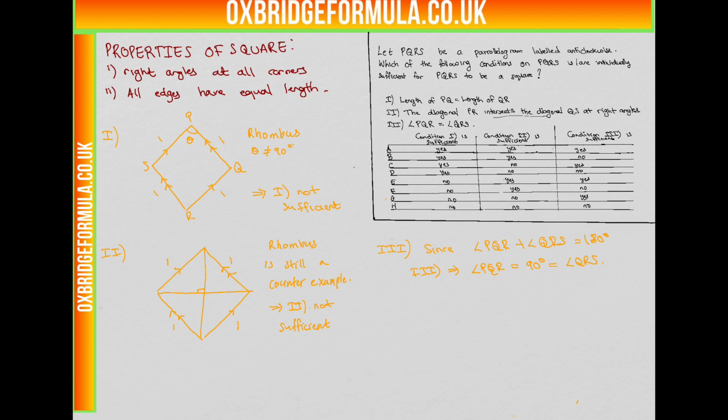Of course a square does satisfy this condition, but another parallelogram that satisfies this is also a rectangle. A rectangle is a parallelogram where all the corners have right angles. So a rectangle is a counterexample to condition 3. That means condition 3 is not sufficient, so none of the conditions are sufficient. Our answer must be H.